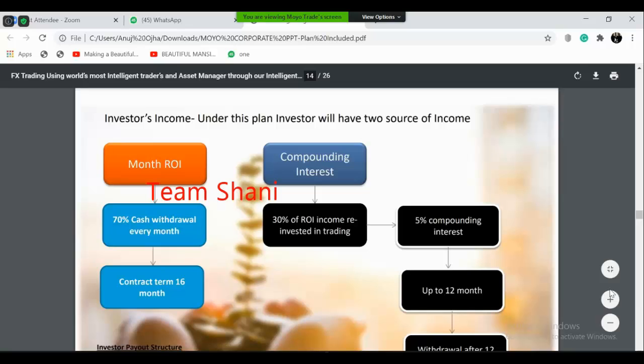Okay. So in the fixed plan, what will happen? You will get 70% cash, 30% will go into a compounding interest, right? So we will talk later about the compounding interest, how that will work. So let's say you got $60 against your $1,000 investment. So out of $60, 70% is how much? $42, right? So $42 the client will receive every single month, and the $18 will go towards the compounding.